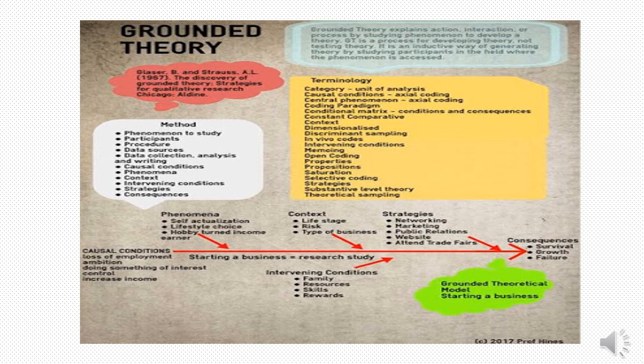Just look at this chart if you want to start with a grounded theory. What method are you supposed to adopt? You just have to think about a phenomenon to study. The second thing would be to go for exploring the participants, the good ones who can tell you a lot, then developing a procedure, exploring data sources, data collection, data analysis, and writing procedures, causal conditions, then again the phenomena with the context, going to in-depth interviewing, then writing strategies, and ultimately going for consequences.